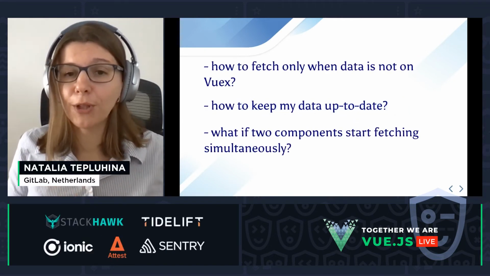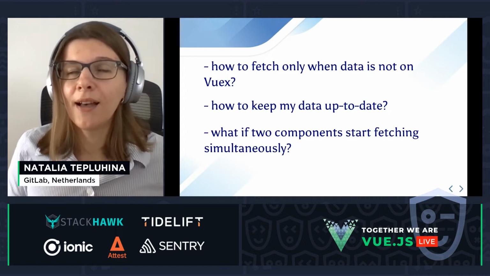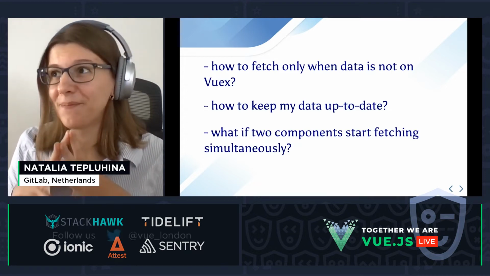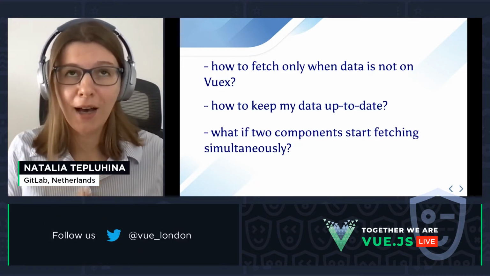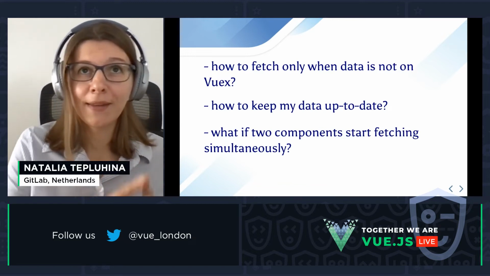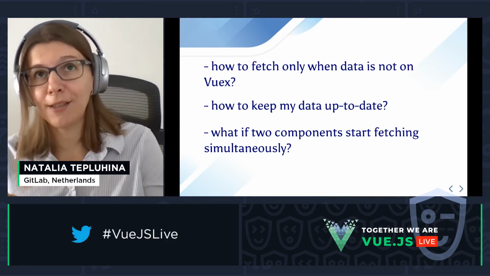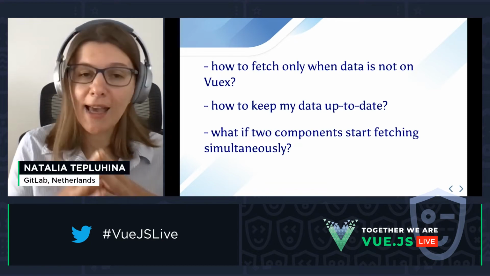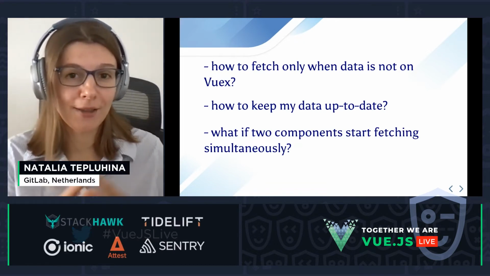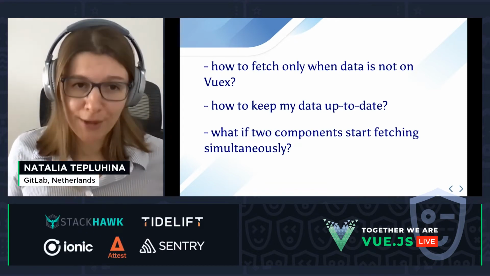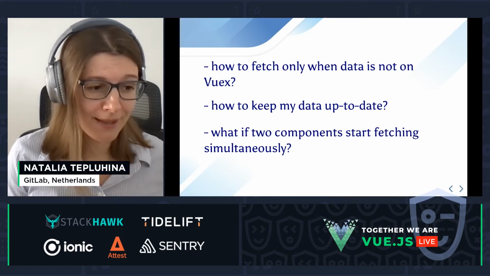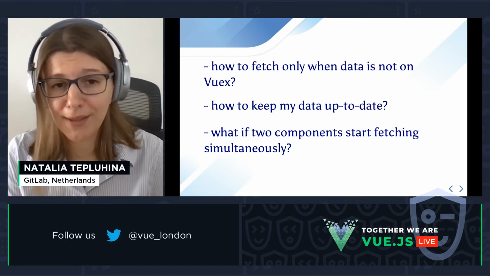How to fetch only when data is not in Vuex? I heard this request like 50 times probably. How to write a getter that will return me my data if data is in Vuex, and will dispatch an action if data is not in Vuex? There is no such getter. A getter is only a getter. We don't want to commit a side effect.